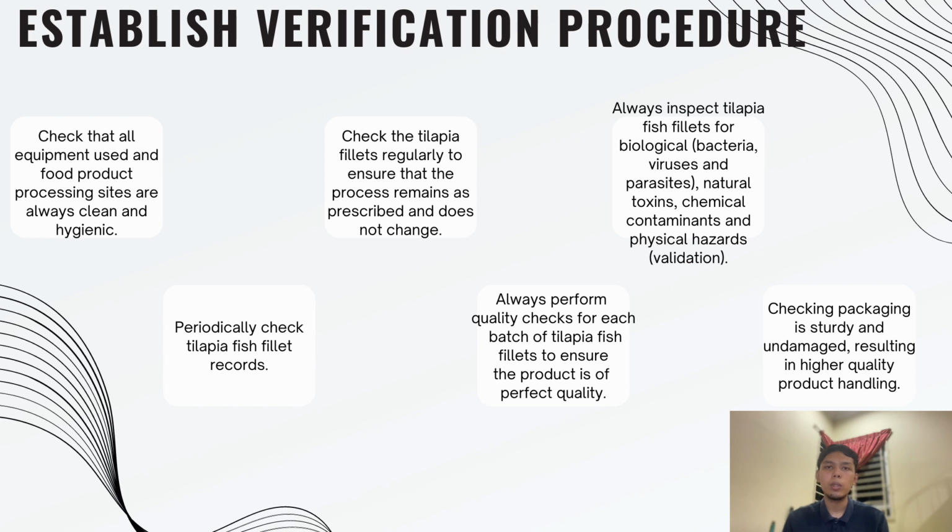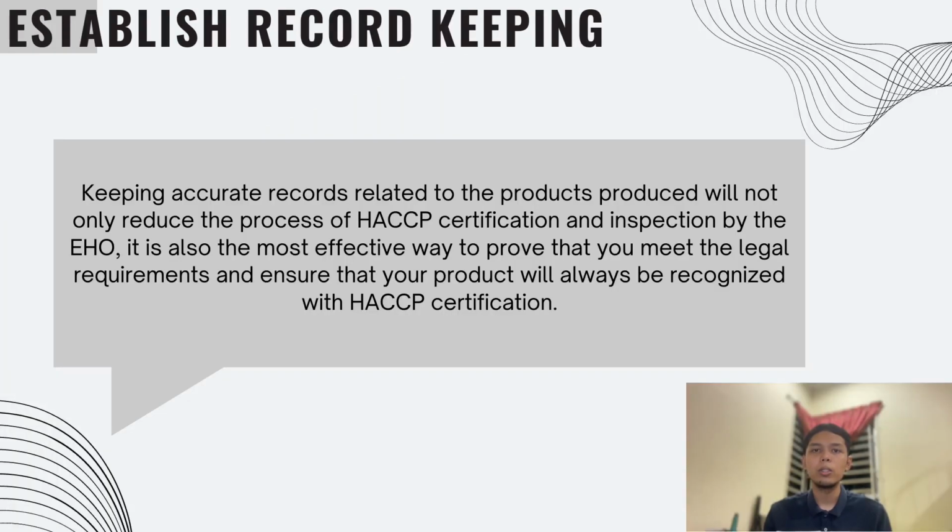Always inspect tilapia fish fillet for biological, bacteria, virus, and parasite, natural toxin, chemical contaminant, and physical hazard validation. Checking that packaging is sturdy and undamaged results in higher quality product handling. Establish record keeping. Keeping accurate records related to the product produced will not only simplify the process of HACCP certification and inspection by the EHO, it is also the most effective way to prove that you meet the legal requirements and ensure that your product will always be recognized with HACCP certification.